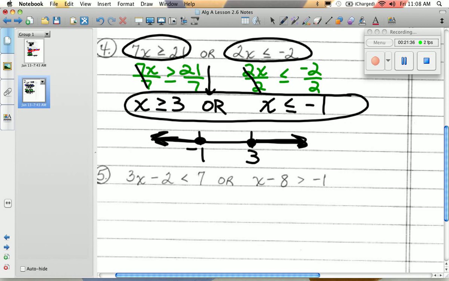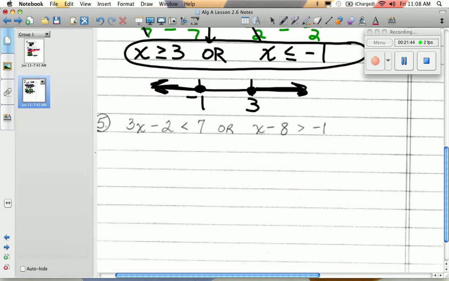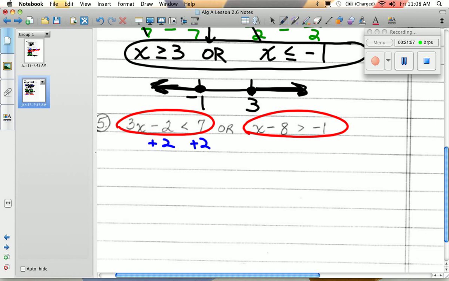Okay, anybody have questions about that one? Did you get it to work out? Your graph? Okay, one more then. Here we have 3x minus 2 is less than 7, or we have x minus 8 is greater than -1. So, what's going to be our first move in this 3x minus 2? Add 2. And now we have 3x is less than 9. Our next move? Divide by 3.